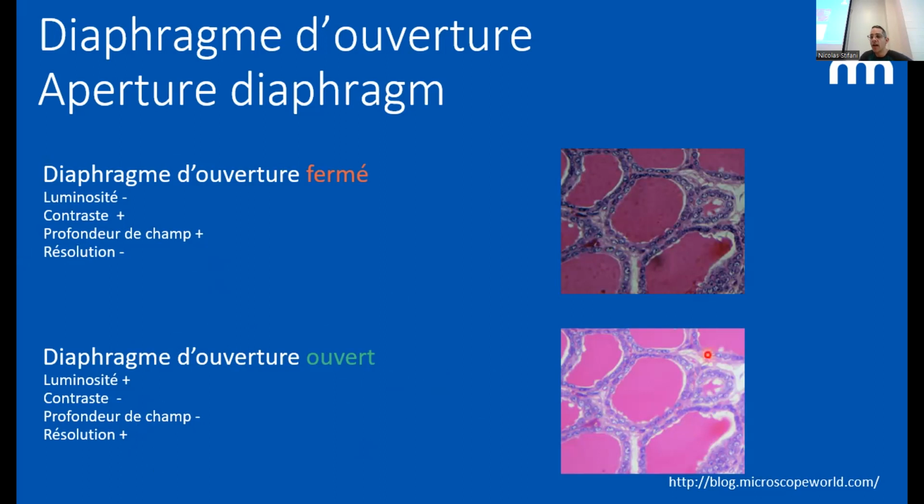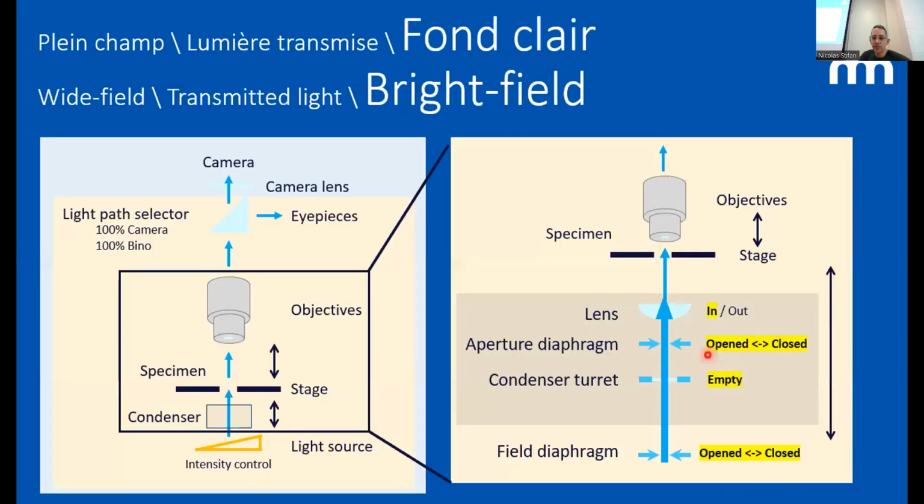So playing with the aperture diaphragm can help you to find or see the result you want to see in your image. This technique is called bright field, ou fond clair en français. Basically, what you just need to change on your microscope is these yellow things here. So you have to open the light source. You have to open and close your field diaphragm to just illuminate your sample.